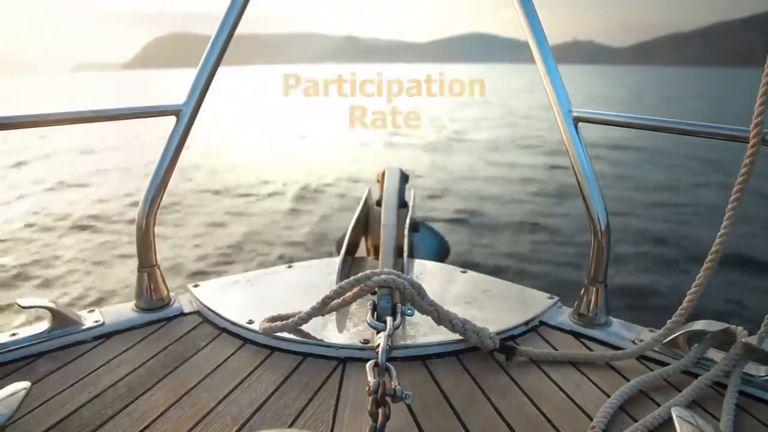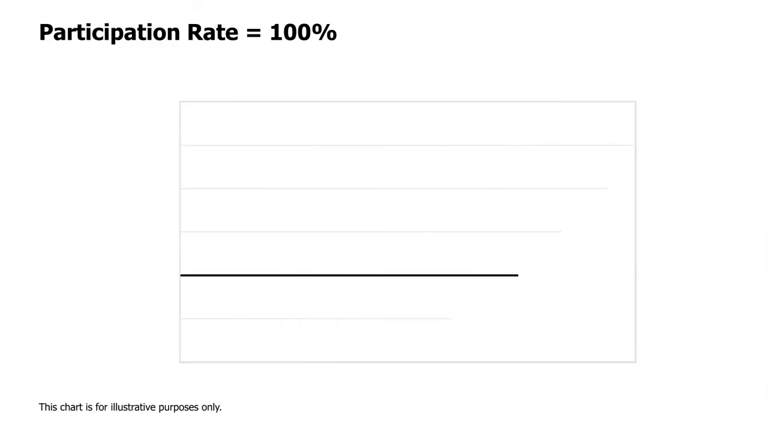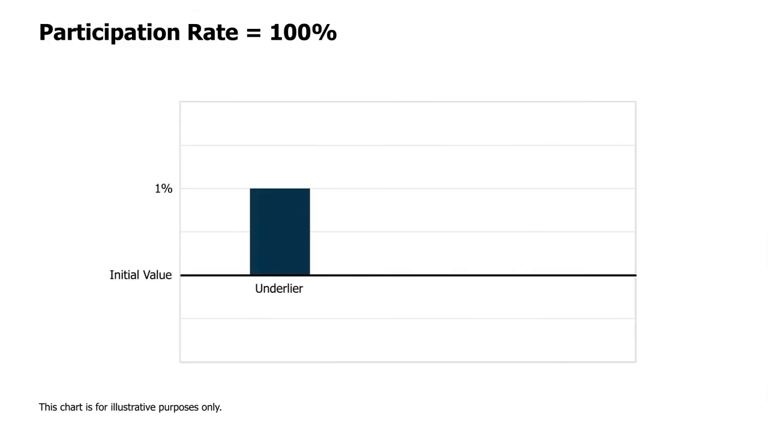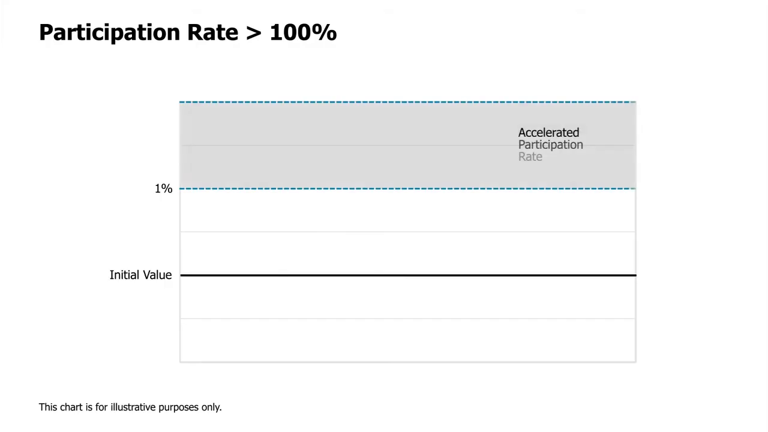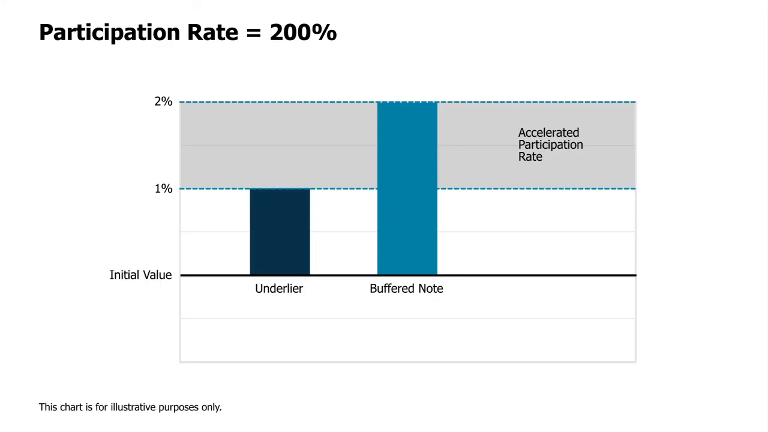Subject to the terms outlined in the offering document, the participation rate on a buffered note may be 100%. This means that for every 1% gain in the value of the underlier, your buffered note gains 1% in value. A participation rate over 100% is considered an accelerated participation rate. For example, a 200% participation rate means that for every 1% gain in the value of the underlier, your buffered note gains 2% in value.